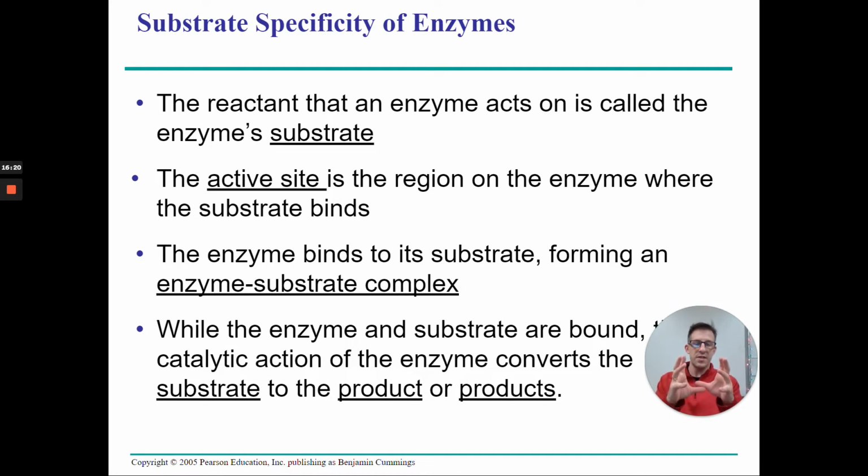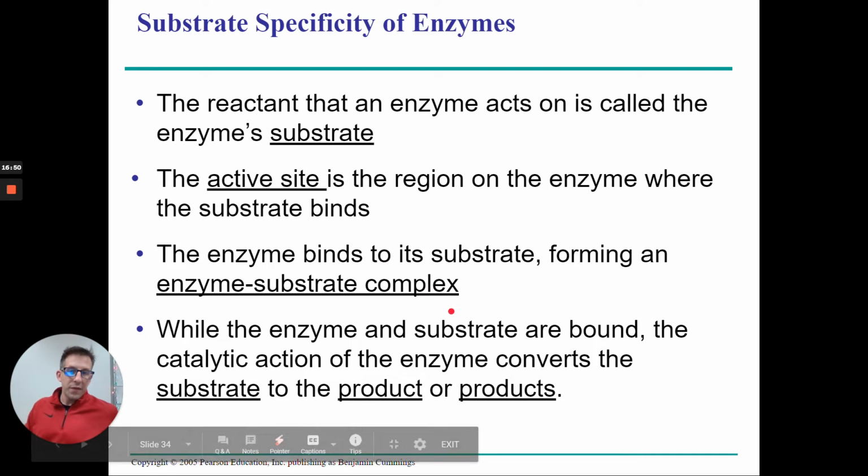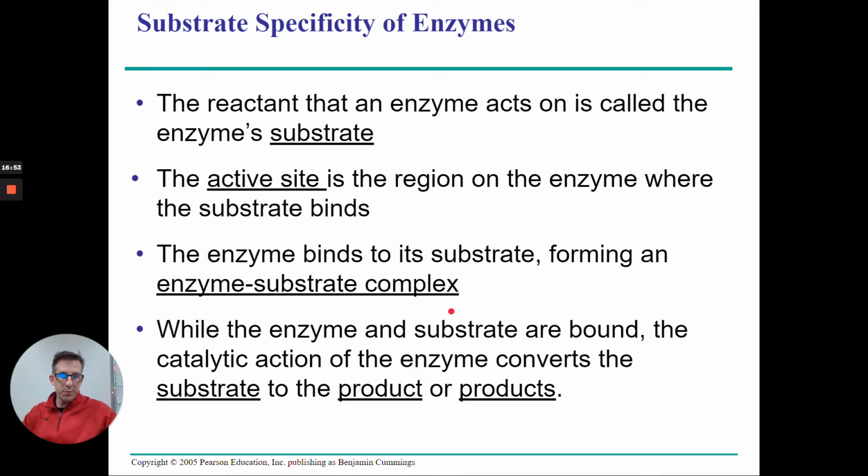The little purple enzyme that we saw had a very specifically shaped, kind of recessed look to it. And the substrate, or the reactants, fit just right into that specific spot on the enzyme. That specific spot is called the active site, okay? So the enzyme binds to its substrate through the active site, forming something known as the enzyme substrate complex, okay? While the enzyme and substrate are bound, the catalytic action of the enzyme converts the substrate to product or products, okay?